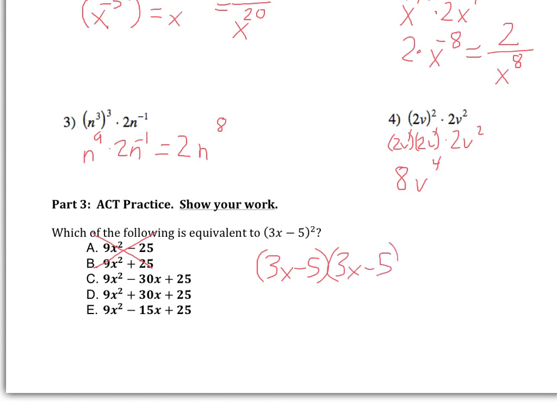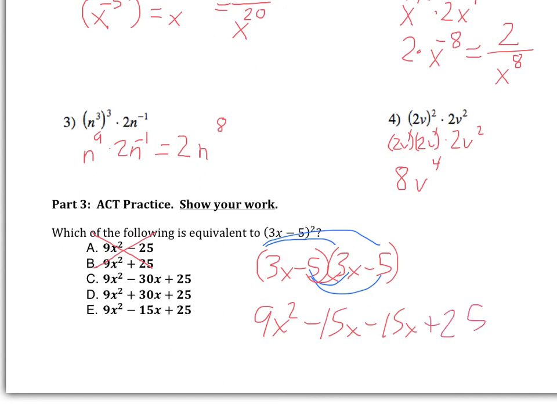If we can get you guys to do that, then you're like, oh yeah, then it's just double distribution or foiling, whatever you want to call it. It's that whole deal. So 3x times 3x is 9x squared. 3x times negative 5 is negative 15x. There's another one of those. And negative 5 times negative 5 is positive 25. So, final answer, 9x squared minus 30x plus 25, and that is clearly C. And we're done.